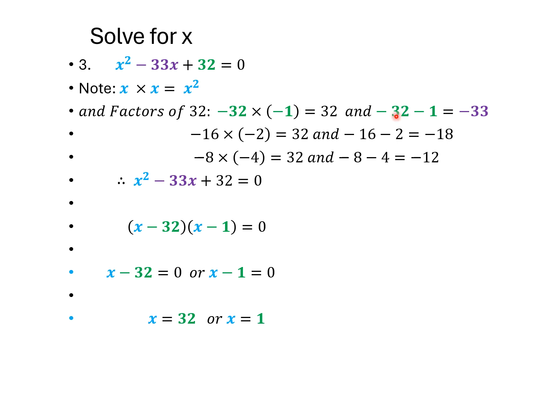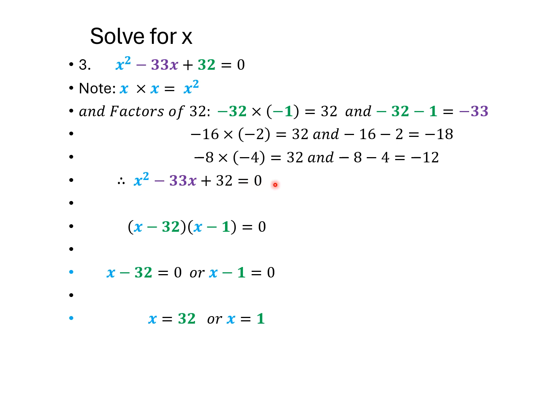But at the same time, negative 32 minus 1 gives me negative 33. I can say negative 16 times negative 2 gives me positive 32, but minus 16 minus 2 gives me minus 18. I can say minus 8 times negative 4 equals 32, but minus 8 minus 4 gives me negative 12. So of the three values I got there, I want negative 33. Therefore, I'm going to use minus 32 and minus 1.